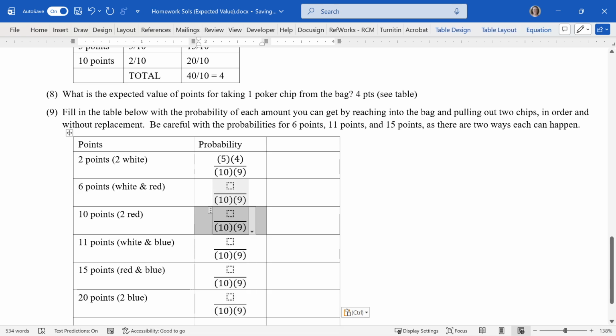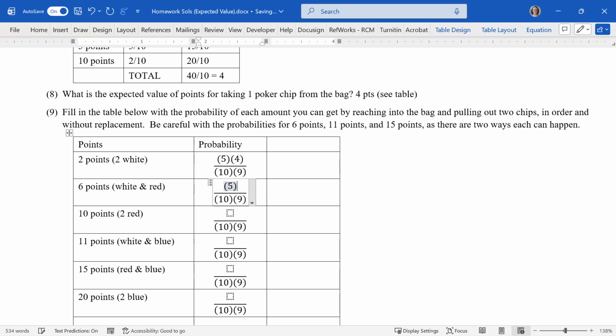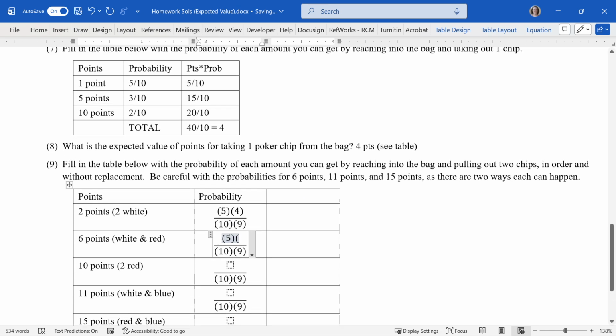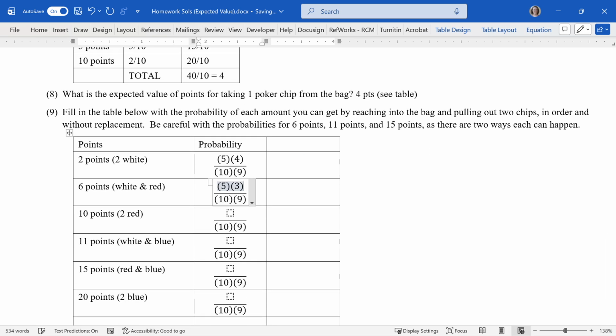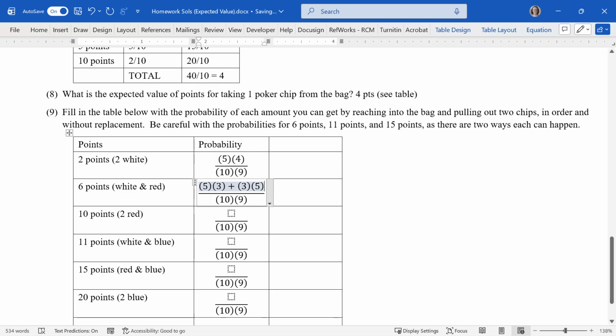Okay, so white and red. Now here's the thing. You could do white then red, which would be 5 ways to get a white, and then there's 3 red chips, I think. 3 red chips. But you also have to consider that you could get a red chip first and then a white chip. So you can do white and red, or you can do red and white. And that's why I'm adding these two possibilities together here, because you can do one or the other. White then red, or red then white. Either way will get you 6 points.